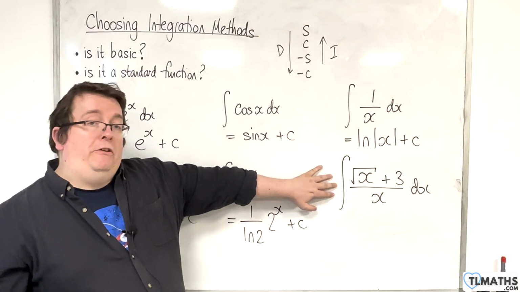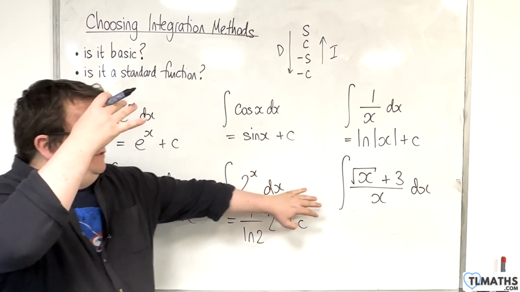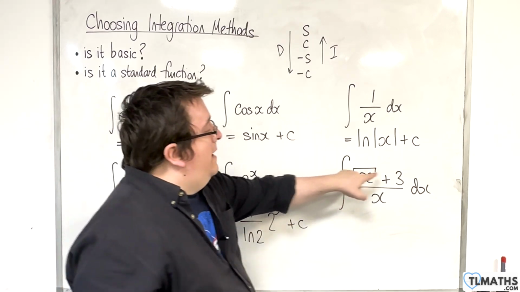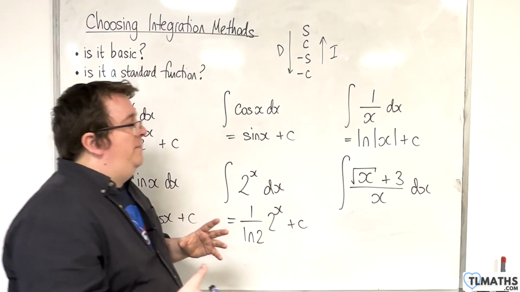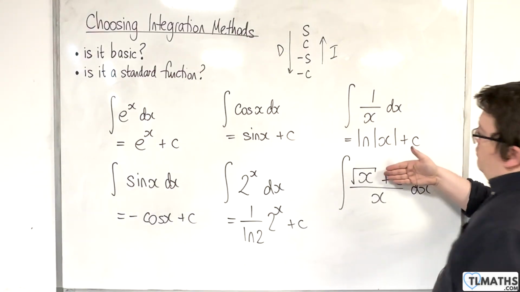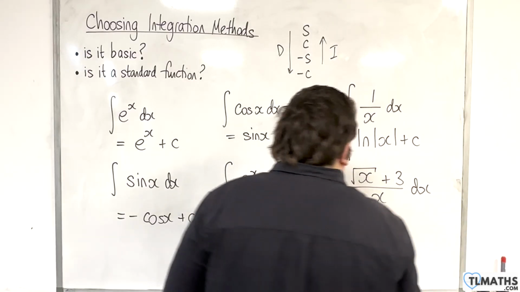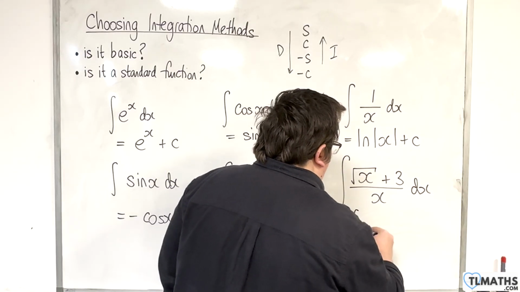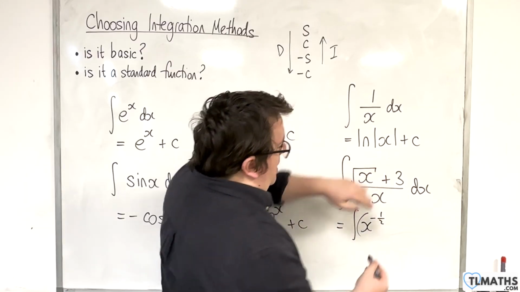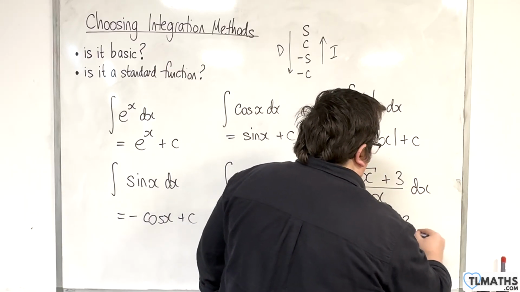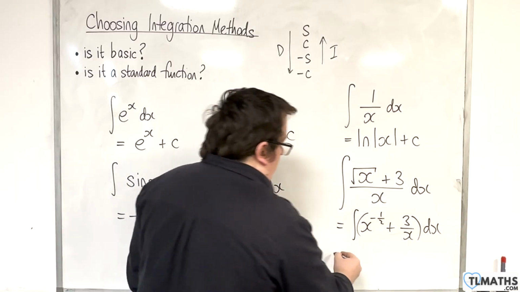Now this one looks very similar to what we had in the previous selection of questions. Now we've got root x plus 3 over x. Again, you want to make sure that you can break this apart. So we've got root x over x. X to the half over x is x to the minus a half. So we've got the integral of x to the minus a half, and then plus 3 over x. Now, of course, you can write that as 3x to the minus 1 if you like.